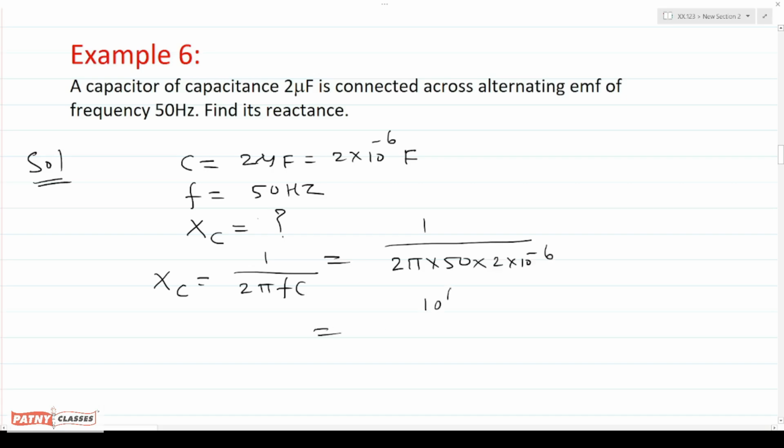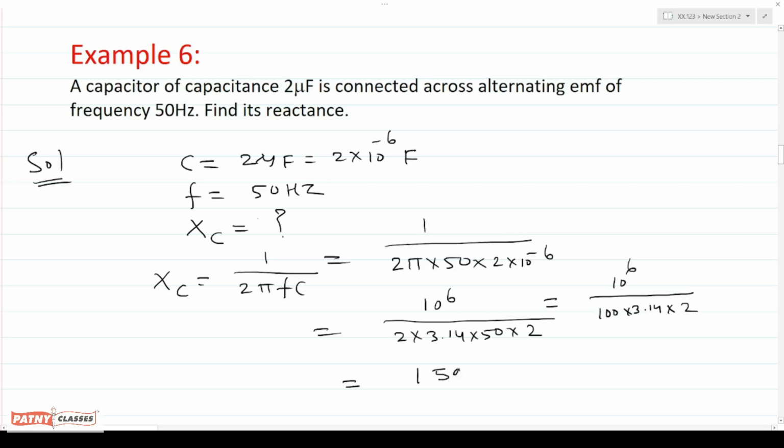So that is 1 upon 2 pi 50, and C value is 2 into 10 raised to minus 6. This equals 10 raised to 6 upon 2 into 3.14 into 50 into 2. So this equals 10 raised to 6 upon 100 into 3.14 into 2. On simplification, it gives us 1592.3 ohms. So this is the value of capacitive reactance.